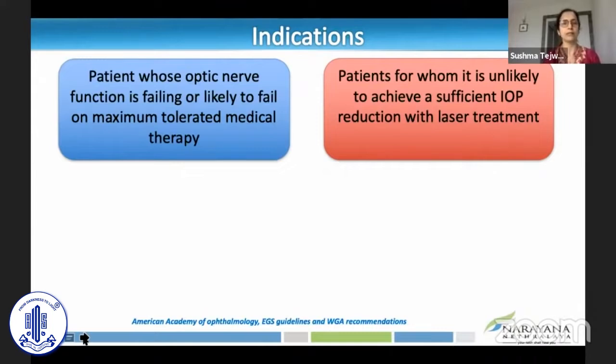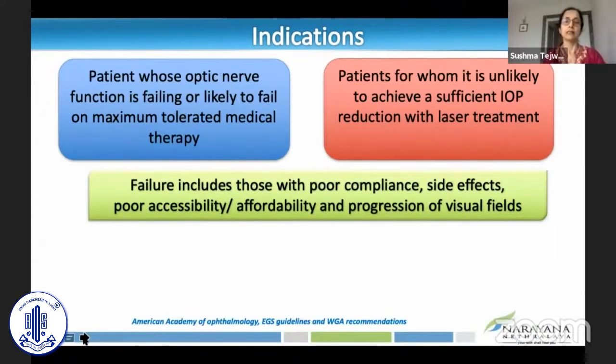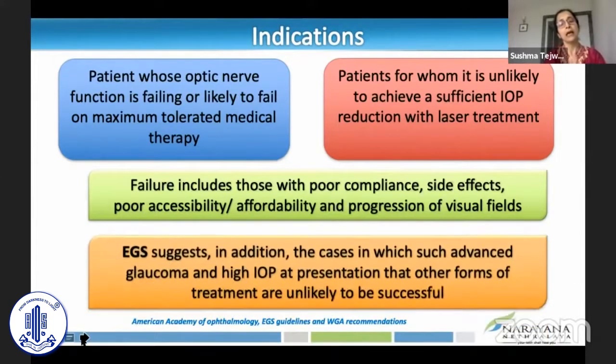Now, if we look at the indications as given by the American Academy, the European Glaucoma Society or WGA recommendations, they include patients where the optic nerve function is failing or likely to fail with maximum tolerated medical therapy, and we are not able to achieve a sufficient IOP reduction even with laser treatment. This also includes failure in patients with poor compliance or due to side effects of the medication, or if the patient is not able to access the particular medication or affordability is an issue, and there is progression of visual fields despite pressure control.